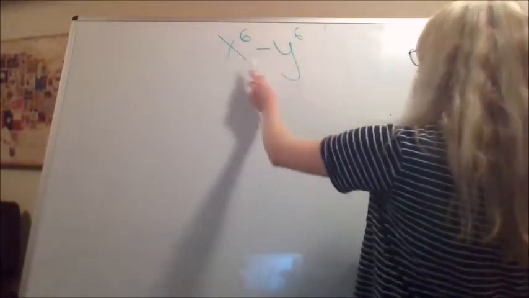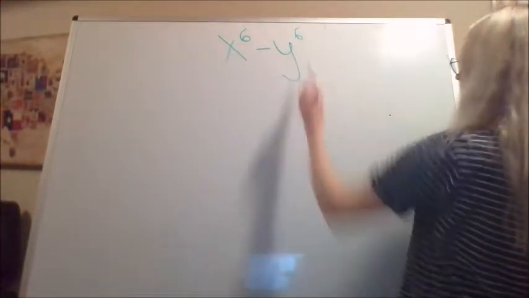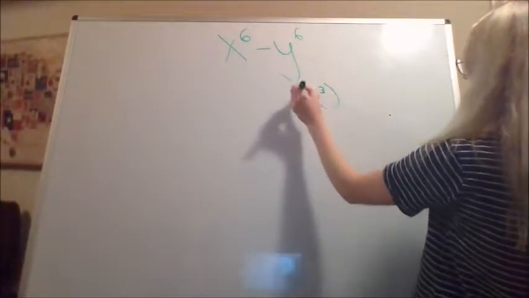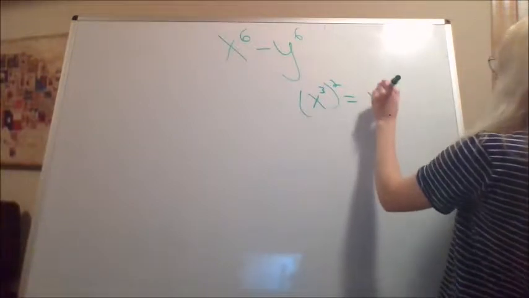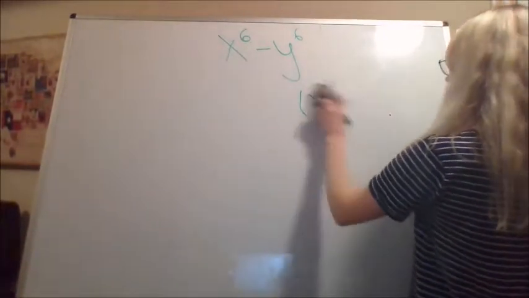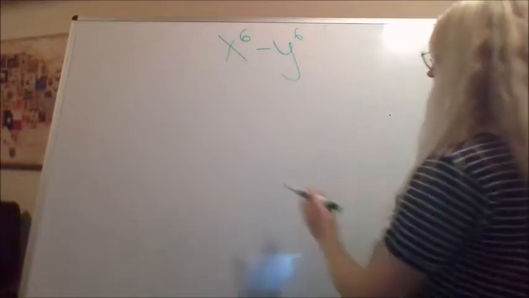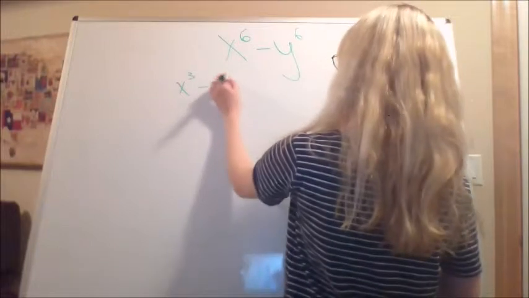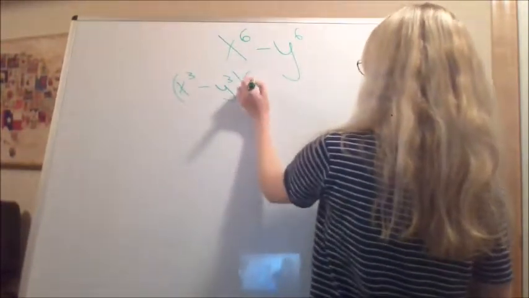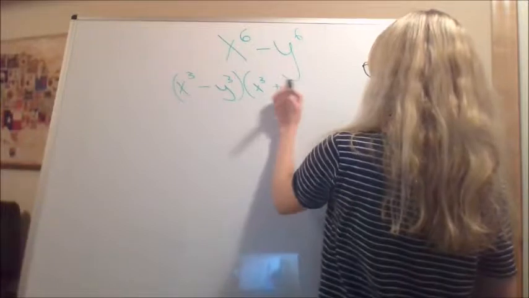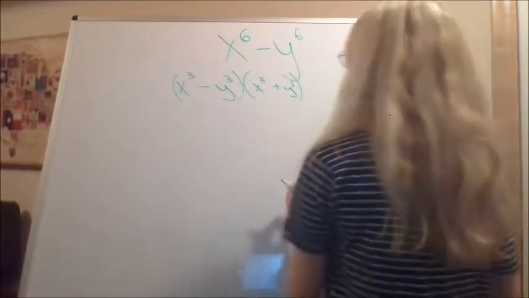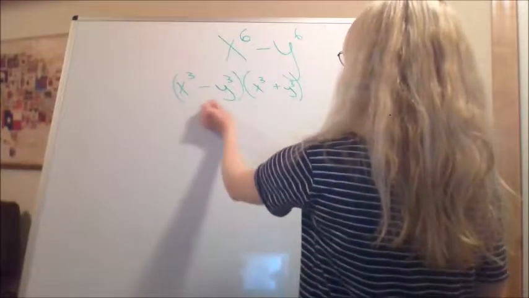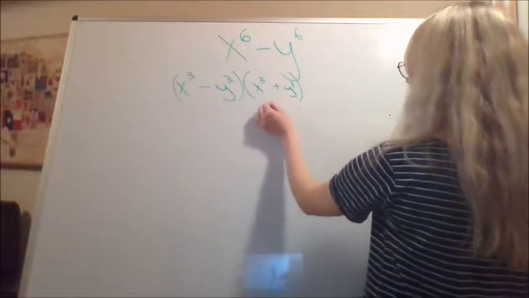So first we notice that x to the 6th power and y to the 6th power are both perfect squares. See, if you write x to the 3rd power squared, that's x to the 6th power. So perfect squares. So now we can use our difference of perfect squares form and write x to the 3rd power minus y to the 3rd power times the quantity x to the 3rd power plus y to the 3rd power. Like that. And so now we can factor this even more because this is the difference of perfect cubes and this is the sum of perfect cubes.